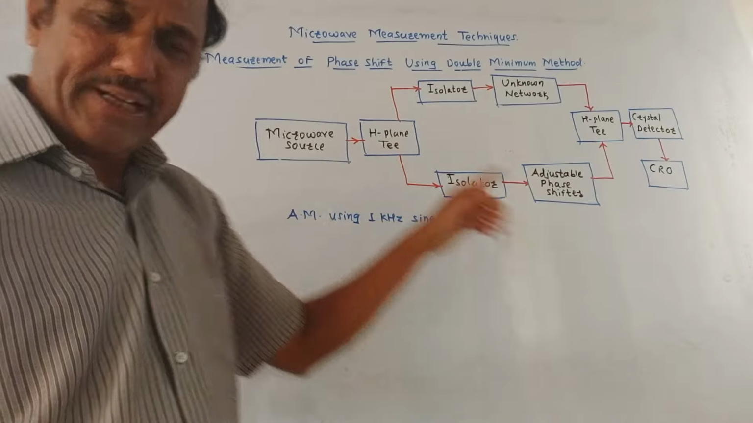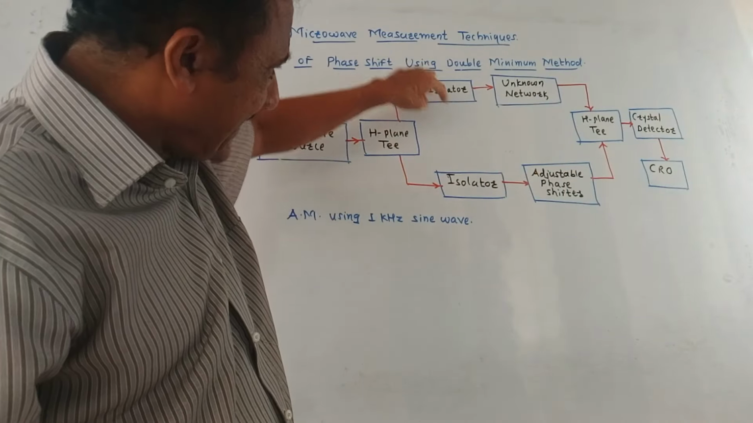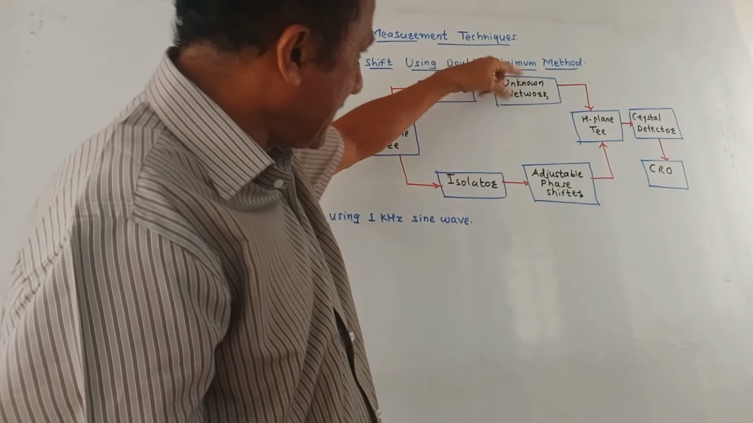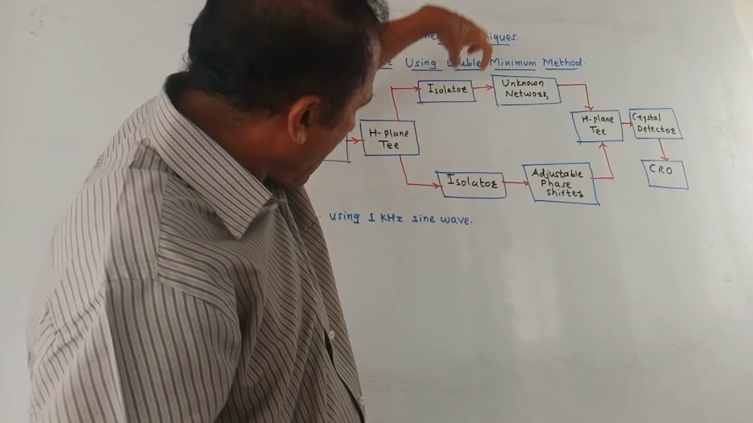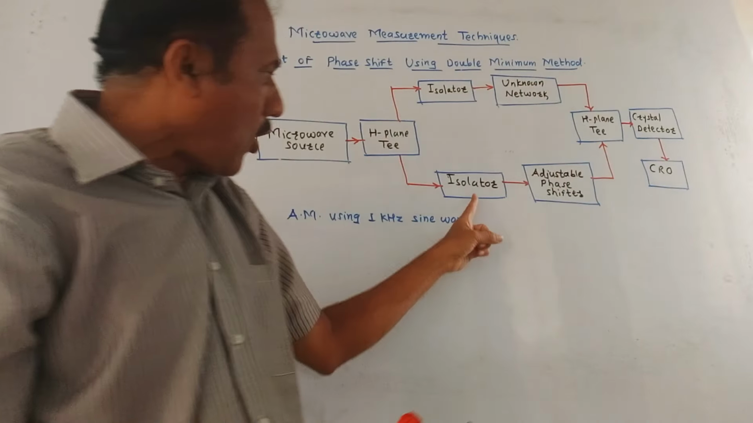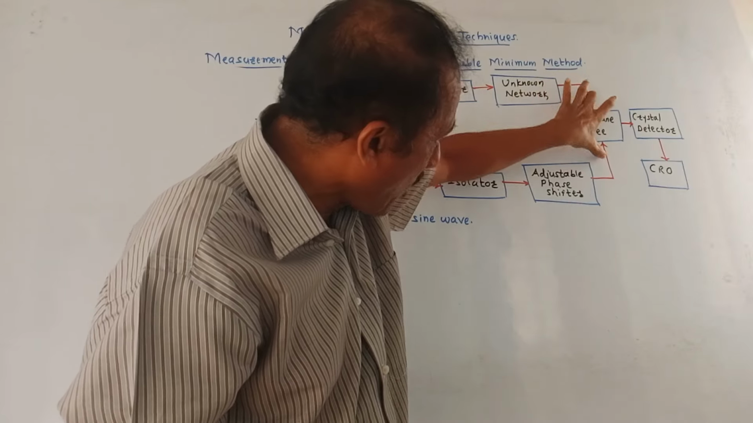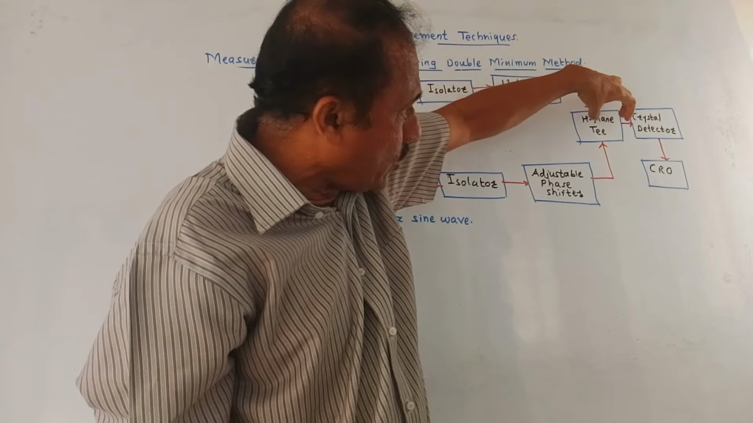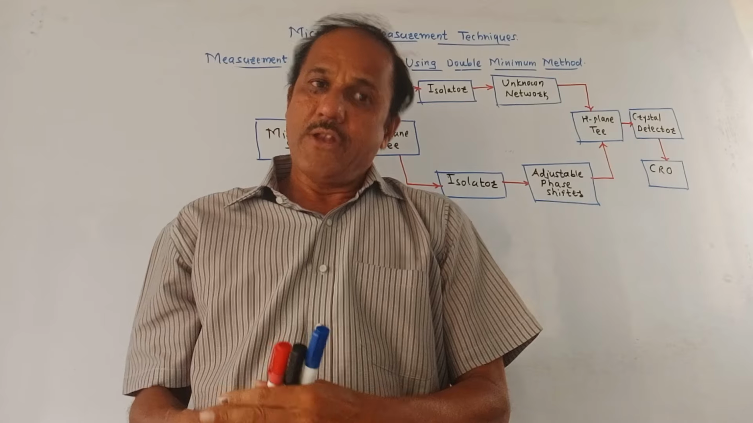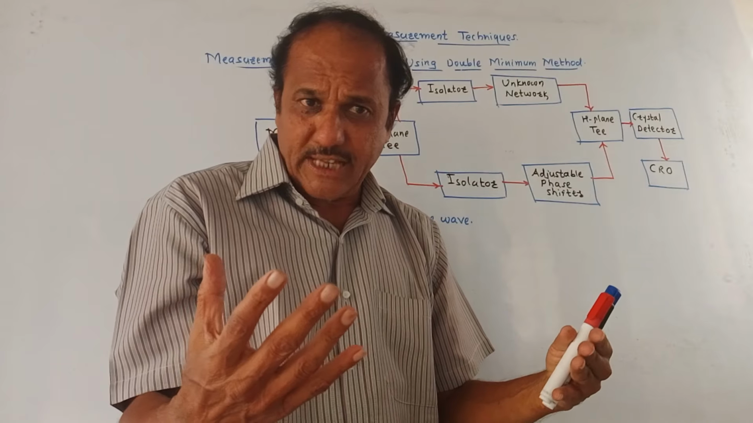It is applied to the H plane T. H plane T divides the signal into two parts. Then these are the oscillators. We already discussed in detail what the function of the oscillator is. The output of the upper oscillator is applied to the unknown network whose phase shift is to be measured. The output of the lower oscillator is applied to the adjustable phase shifter. Then these two outputs are combined together again using an H plane T, and they are applied to the CRO through a crystal detector. Now, in the CRO, we have two sine waves which are amplitude modulated sine waves.